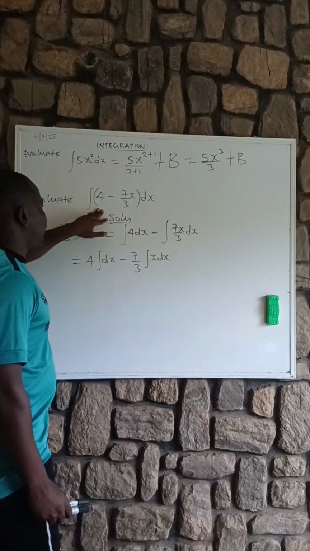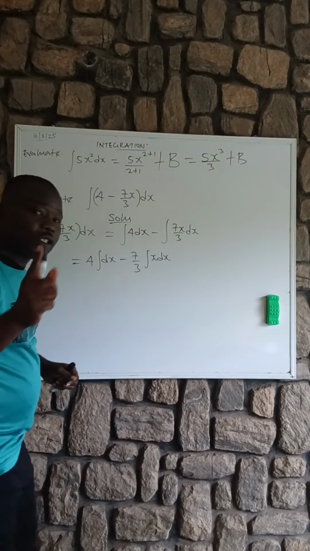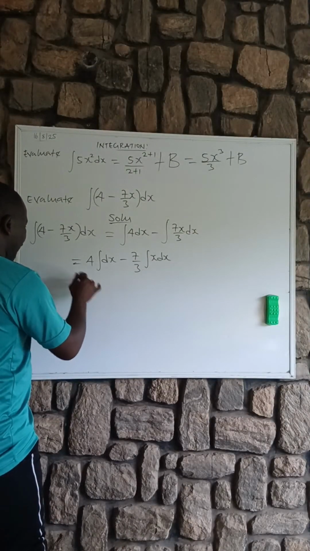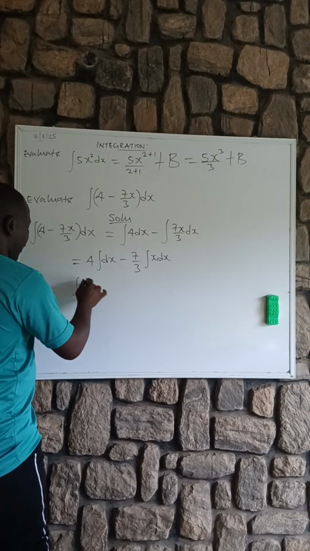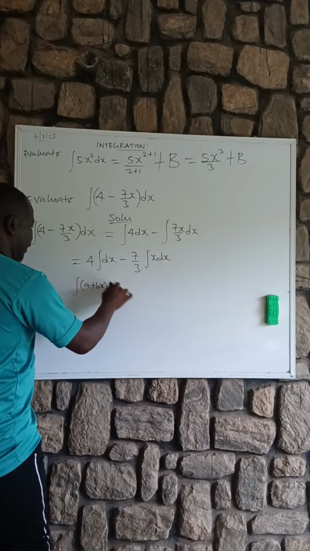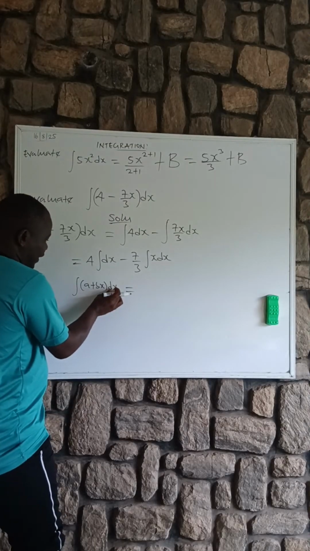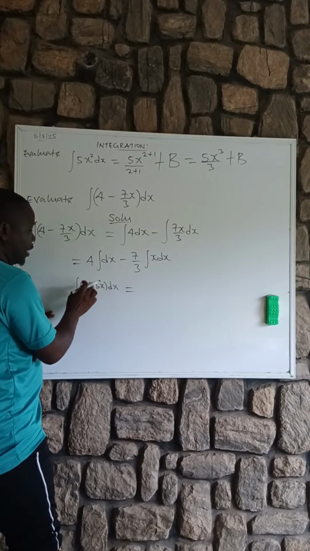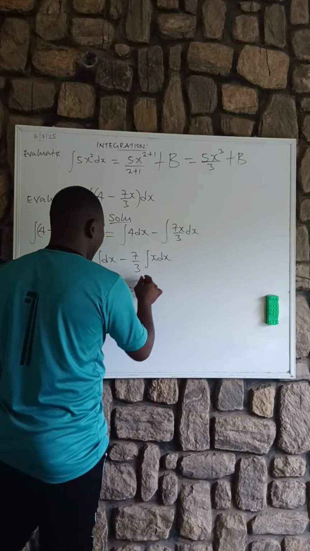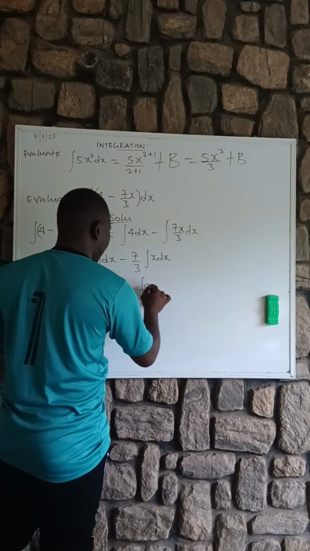When we have functions of this form, what you need to do first will make it easier for you. Let's have it in this form. Assuming we have the integral of (a plus bx) dx, use this dx and this integral to multiply out the brackets. So if we use them to multiply a, we are going to have the integral of a dx.